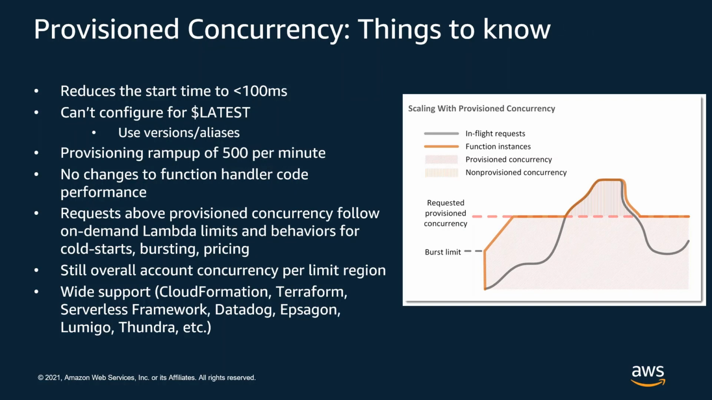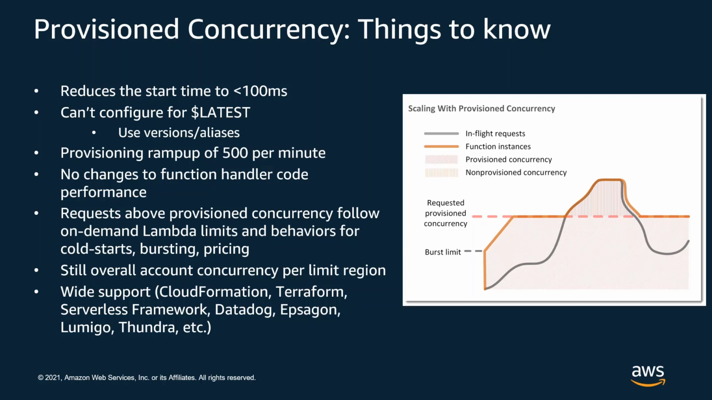Provisioned concurrency can only be configured on a published version or alias of a function, and not on the latest version of a function, so something to bear in mind. Some customers use very large capacities, so it's also important to know that provisioning ramps up at the rate of 500 per minute. And bear this in mind: if you need 5,000 execution environments pre-created, this will take 10 minutes.